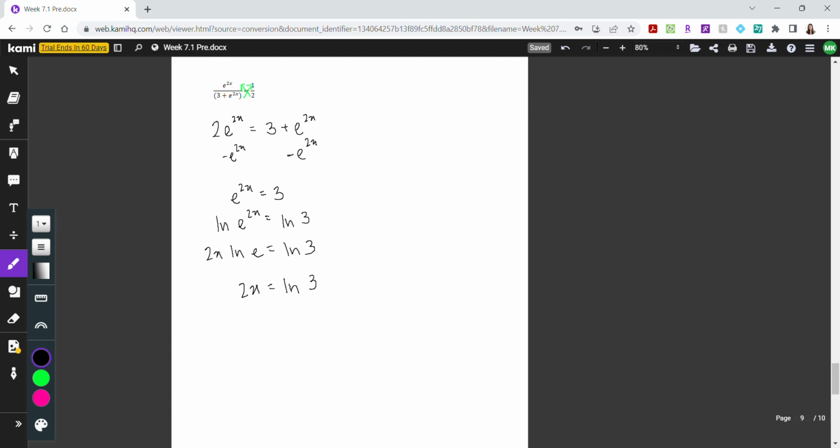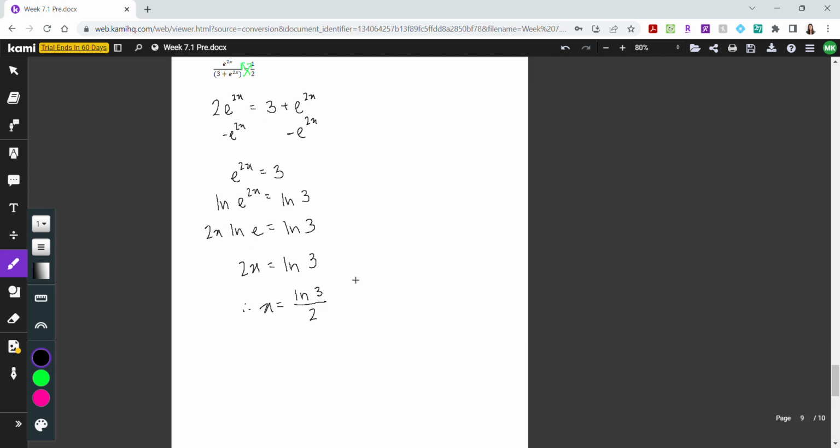Now I want x by itself, so I need to get rid of the 2. And to get rid of the 2, I need to divide both sides of the equation by 2, right? So that means my final answer is going to be x equals ln 3 over 2. And that'll be it. If you have any questions about that, as usual, bring it to your deep dive lesson or send me a message.